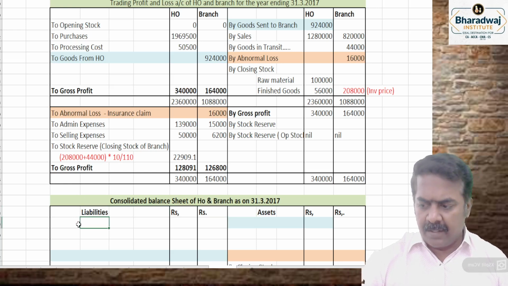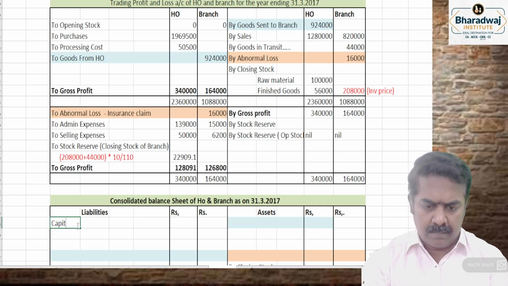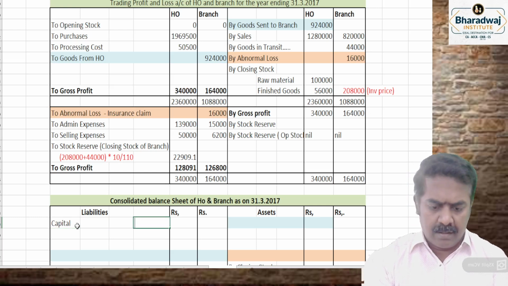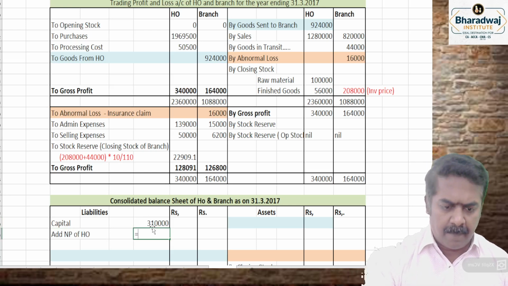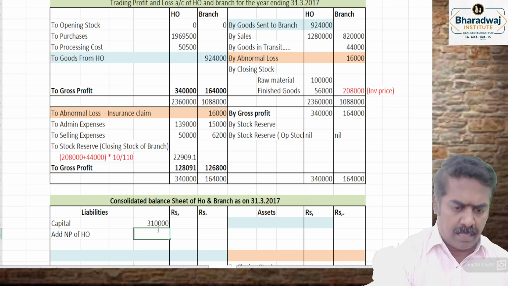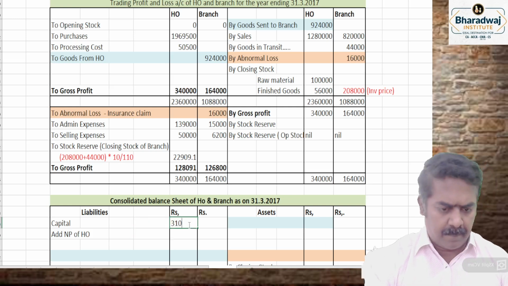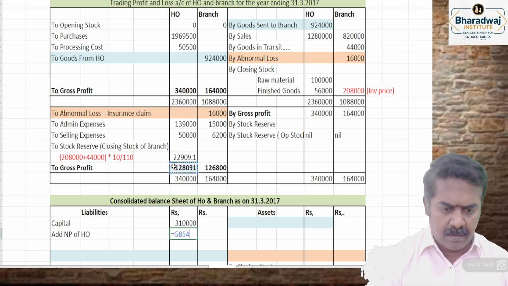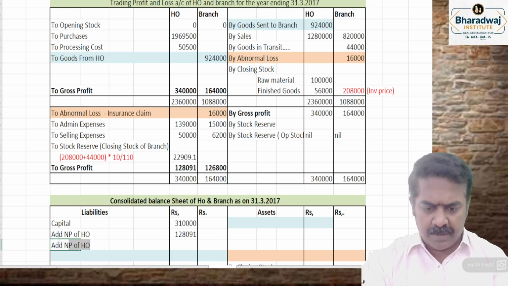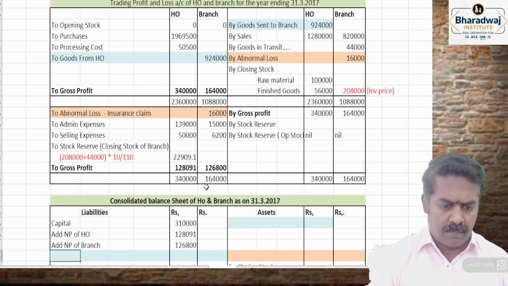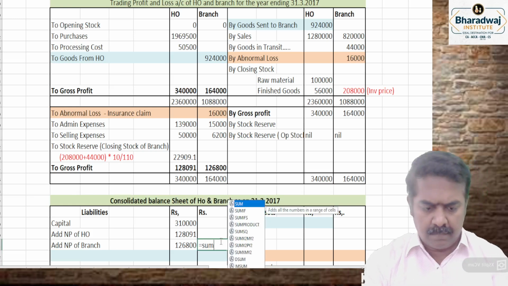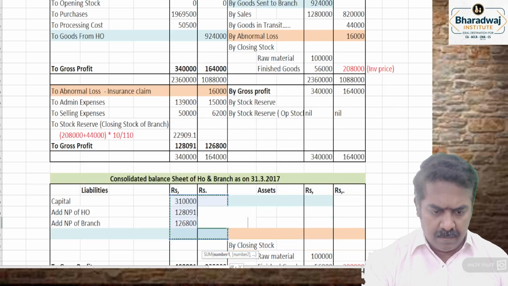What is the capital given? How much? 2 lakh? 3,10,000. Add net profit of head office. Add net profit of branch. No drawings in this question. Total to the outer column.